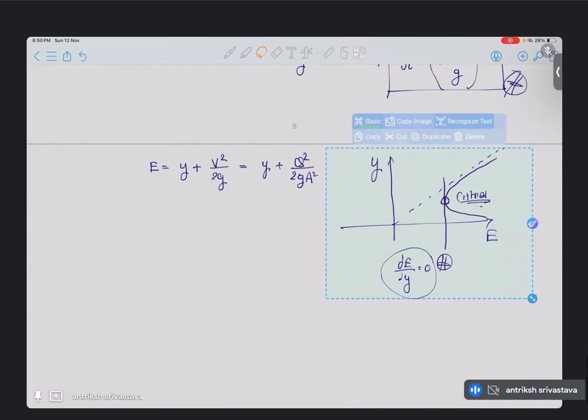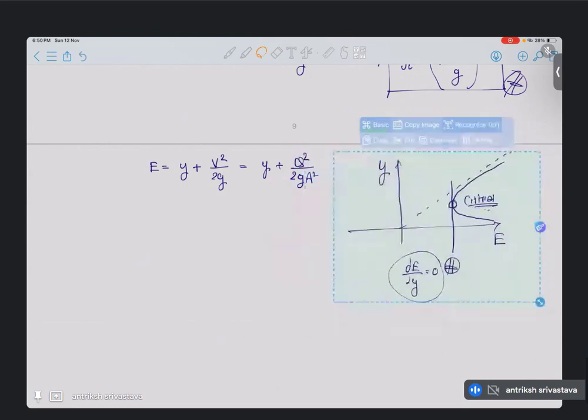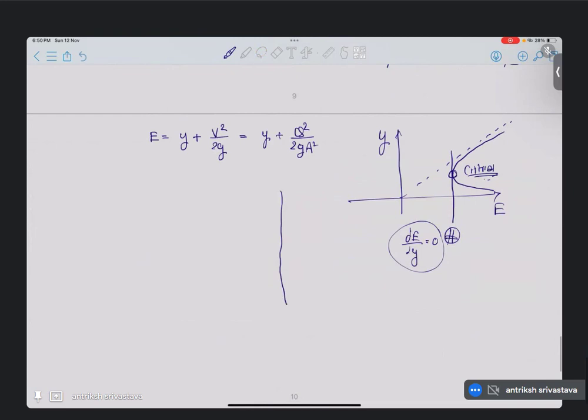Okay, so I don't think I can rotate it. Let me draw it again and you can try to visualize. So this is going to be like this, right? At this point, the derivative of E with respect to y is 0, right? So let's take the derivative of this expression with respect to y.